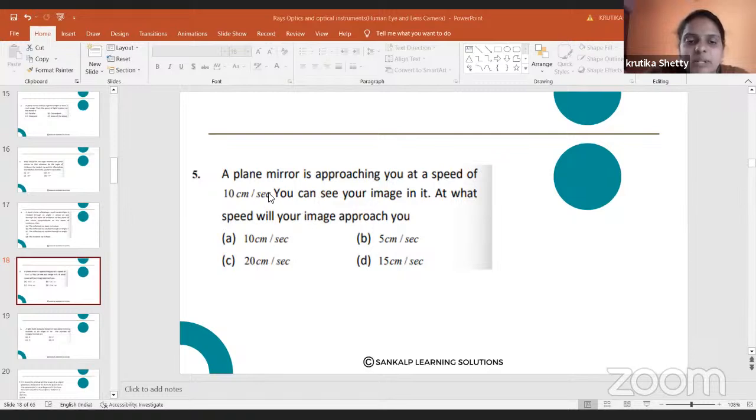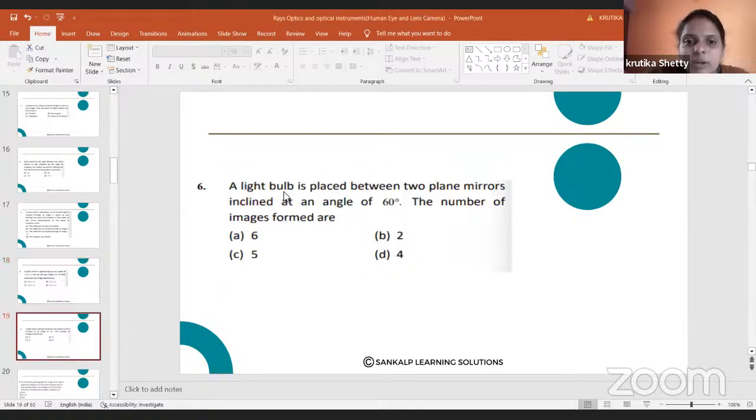Next question. A light bulb is placed between two plane mirrors inclined at an angle of 60 degrees. The number of images formed are, yes, very simple. We have solved this one already. Yes, it is option C here. So what we need to do is apply the formula, that is 360 divided by theta. Here I already told you how to calculate the number of images. The formula is 360 divided by theta, which is equal to 360 divided by 60. So therefore it is nothing but 6.